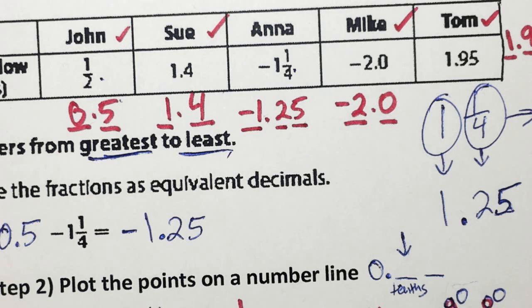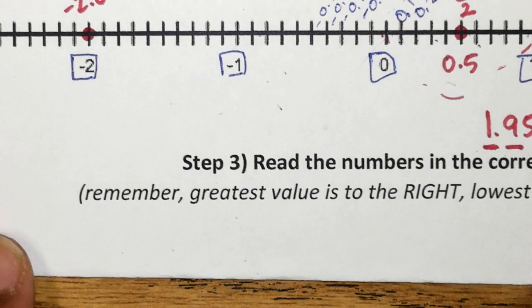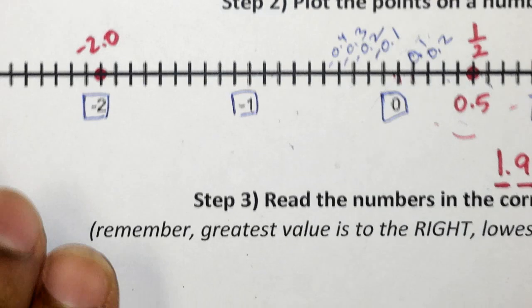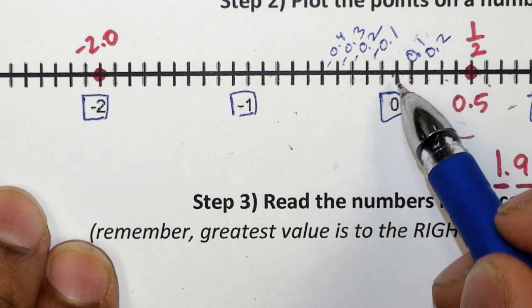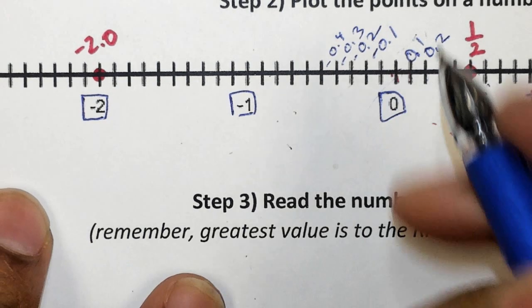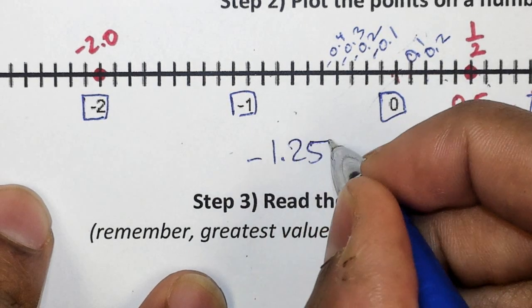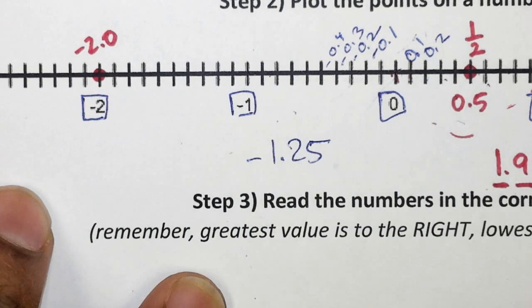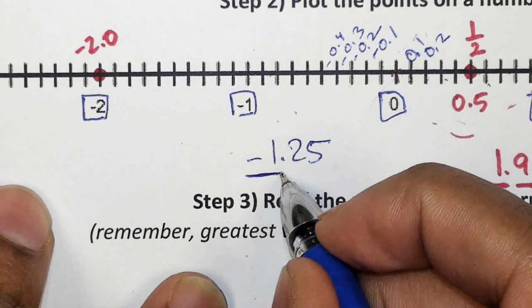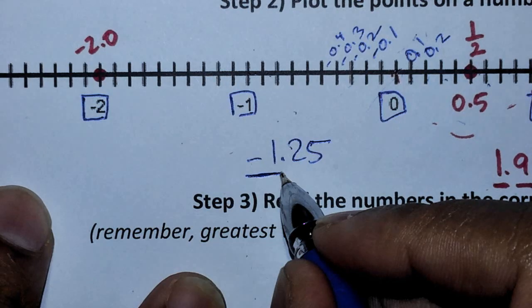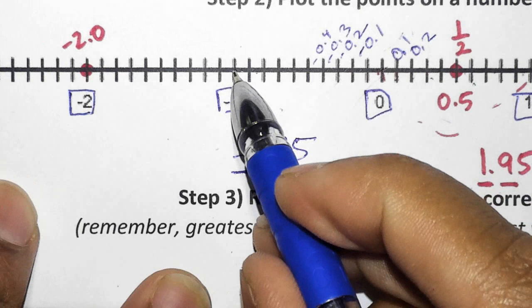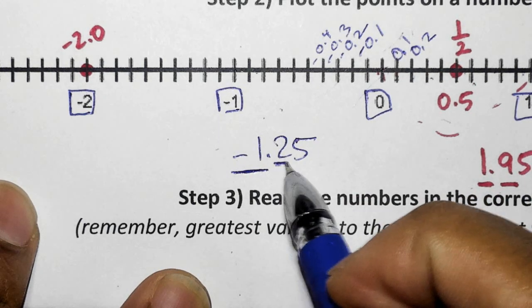Now what do I mean? Let's look. Now, we start at 0, and I jump, again, negative 1 and 25 hundredths. We start at 0. We jump negative 1. After we jump negative 1 space, then I have to jump 2 tenths spaces.